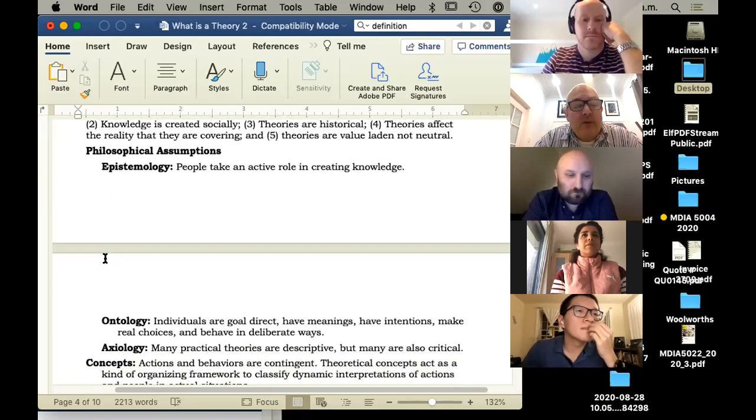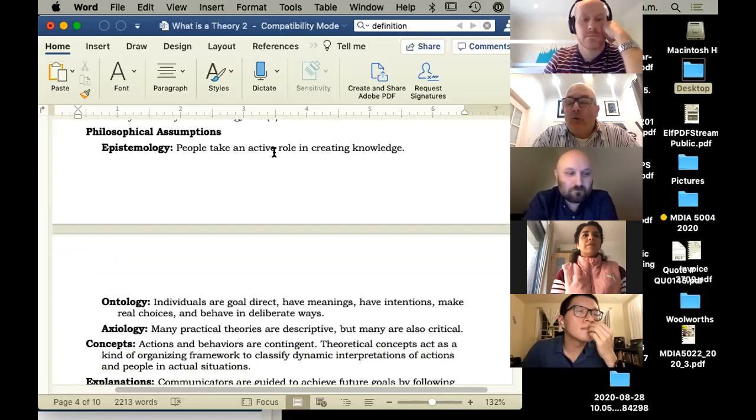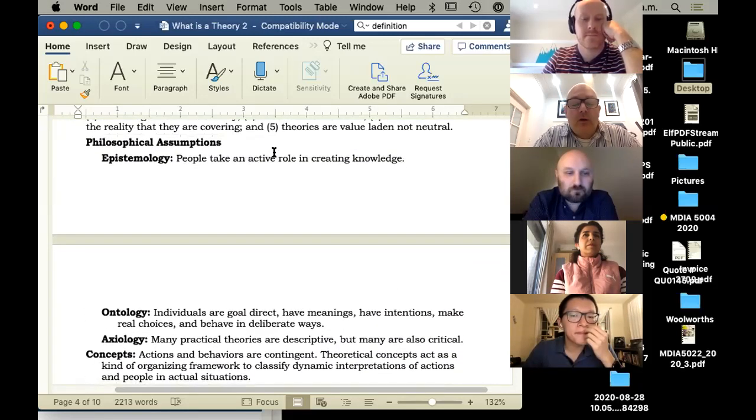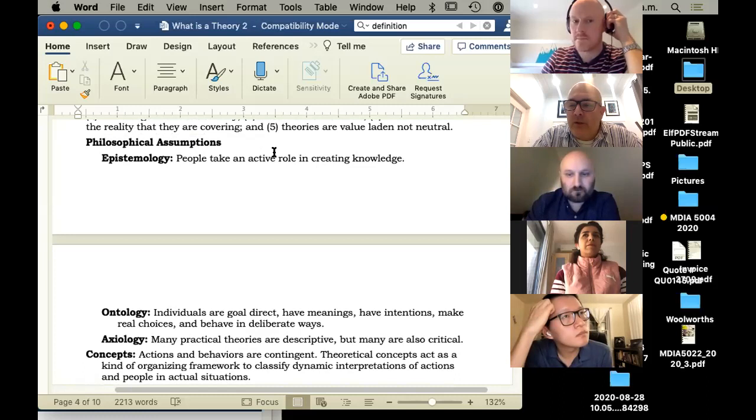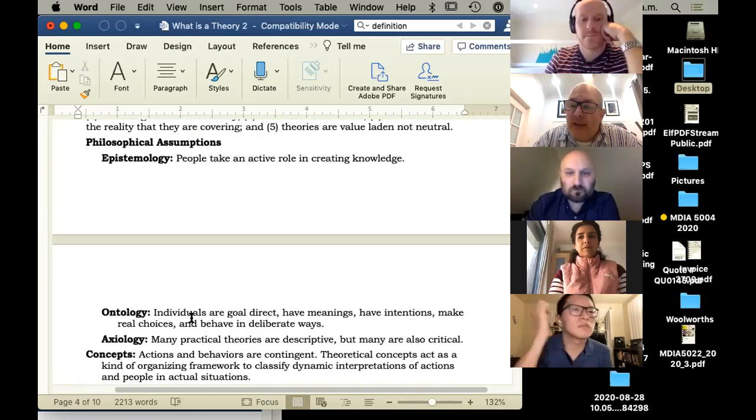So if we look at our assumptions, epistemologically, people take an active role in creating knowledge. Knowledge is created by people. It's created by us. It's created by culture. It's created by interactions. That's the assumption. And then ontologically, individuals are goal directed, have meanings, have intentions, make real choices. So from an ontological standpoint, things are not happening that we can't control. There isn't an objective reality out there; there is a free will, and we have control over the decisions that we make. We'll make bad decisions and good decisions. So you've got all of these things about making real choices and behaving in deliberate ways, et cetera.